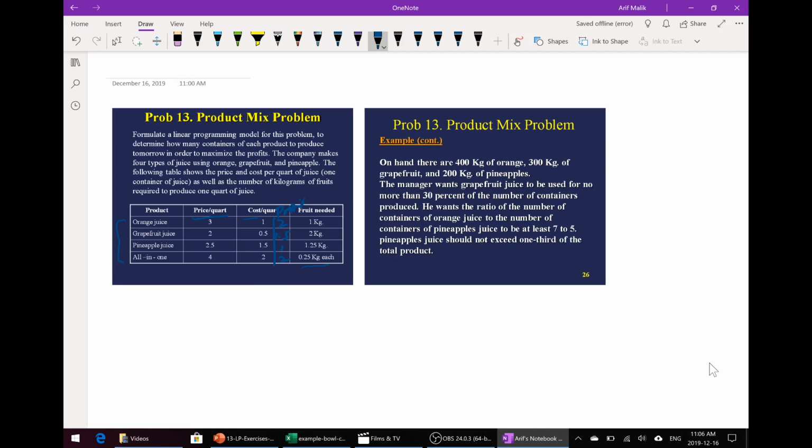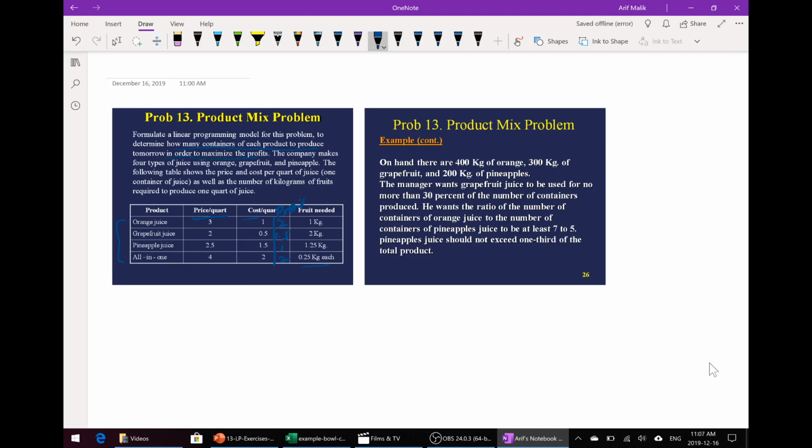The manager wants grapefruit juice to be used for no more than 30% of the total number of containers produced. He wants the ratio of the number of containers of orange juice to the number of containers of pineapple juice to be at least 7 to 5. Pineapple juice should not exceed 1/3 of the total product. So the idea is to formulate this linear programming model to determine how many containers of each product to produce tomorrow in order to maximize the profit.